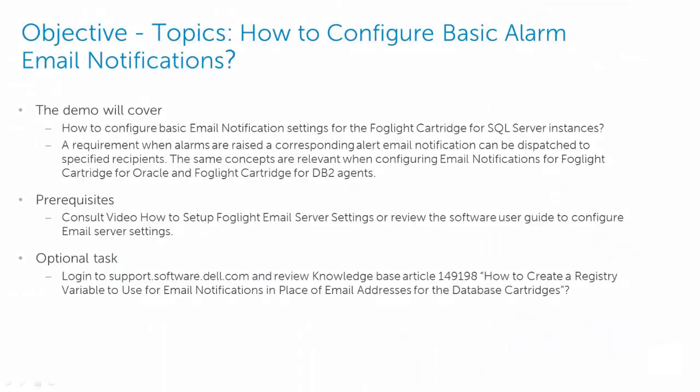The objective of this demo will cover how to configure basic email notification settings for the Foglight cartridge for SQL Server instances. A requirement when alarms are raised, a corresponding alert email notification can be dispatched to specified recipients. The same concepts are relevant when configuring email notifications for Foglight cartridge for Oracle and Foglight cartridge for DB2 agents.